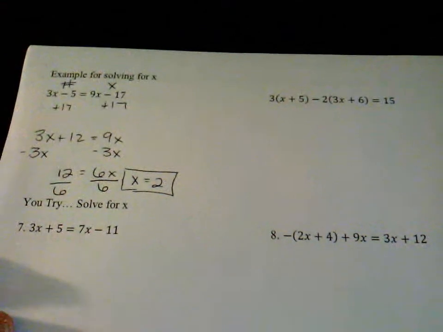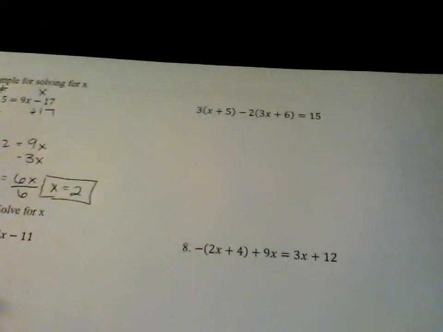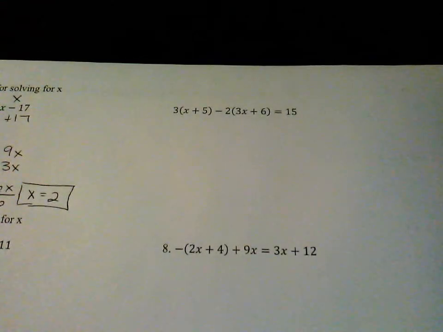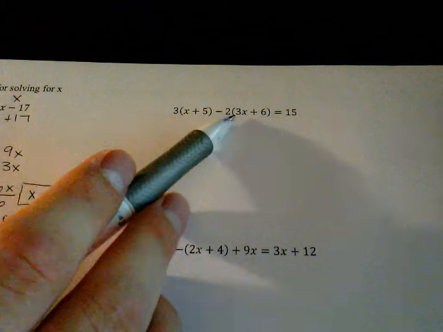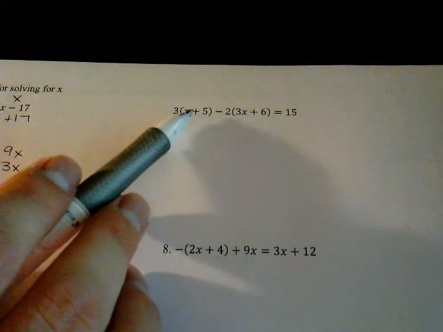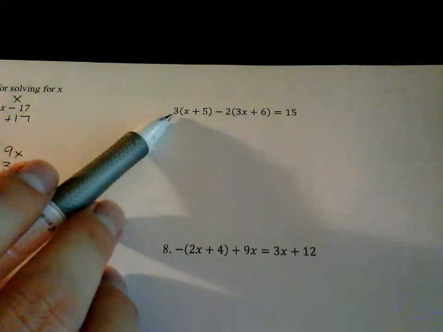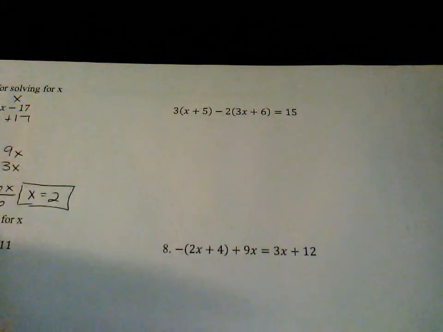Alright. Now this next one's a little bit more tricky, and that's why I put both of these examples on here. This one, you see that we have numbers in front of the parentheses. You always have to distribute before you do anything else. So first let's distribute this 3. This becomes 3x plus 15.